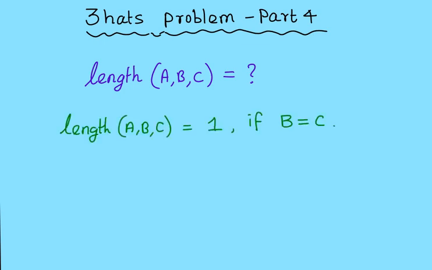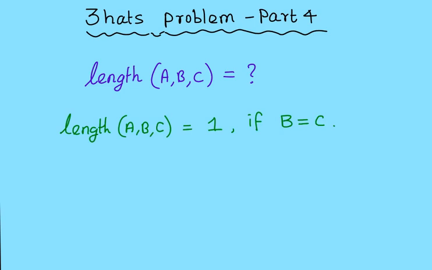Now, how can we calculate the conversation length? Note, if someone sees the other two numbers as equal, then he can claim his number as their sum right away. So if in the first step Albert sees B equal to C, then he can claim his number right away. So length of ABC is equal to 1 if B is equal to C.